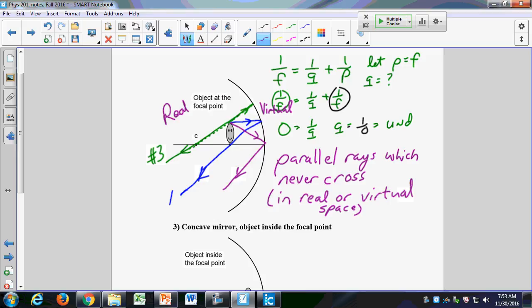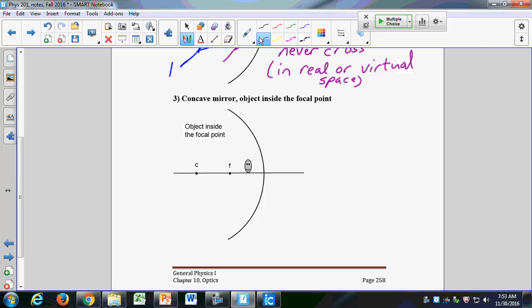All right, let's look at the next one, and it'll make more sense for the whole virtual space. This one's a little trickier. This is probably the trickiest of all 3 in how we draw these rays, but we still follow the same rules. So the first one, what was the first one? It was through the focal point and then parallel to the axis. Remember, that's how we define the focal point.